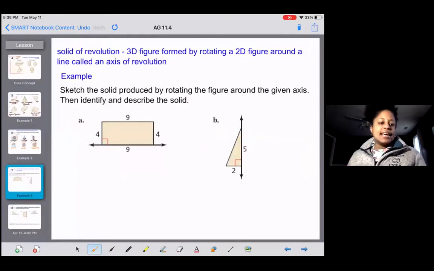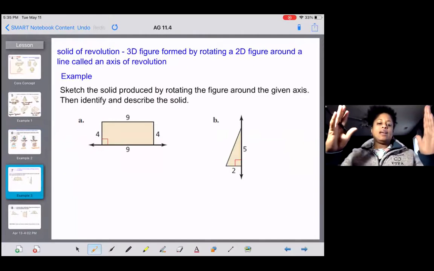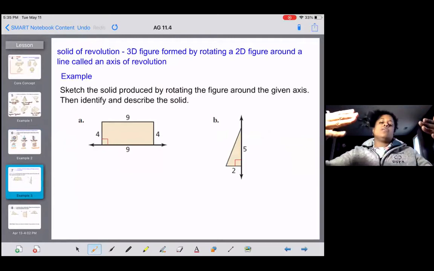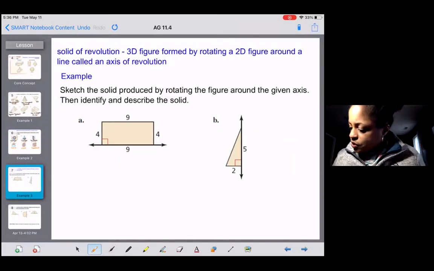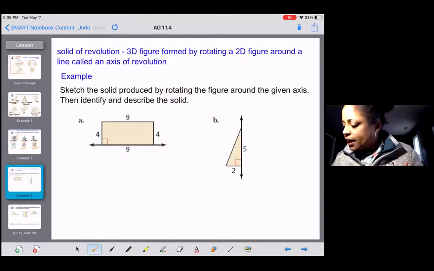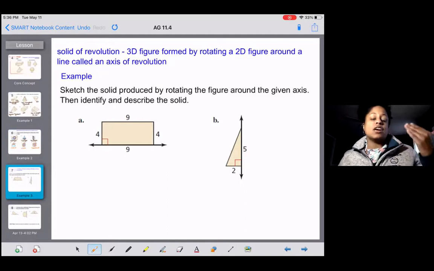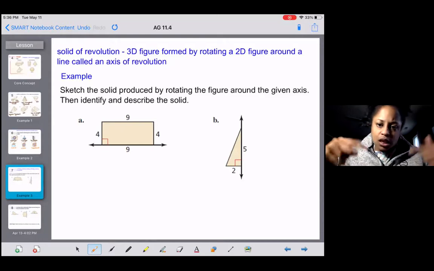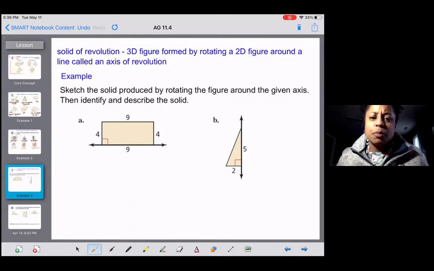Okay, so for this next thing, you have to visualize. What you're going to be doing here is taking this 2D solid figure and rotating it around an axis. So that's what this is: a 3D figure formed by rotating a 2D figure around a line called an axis of revolution. You're supposed to sketch the solid produced by rotating the figure around the axis. Now, you may have seen this before or you may not have.